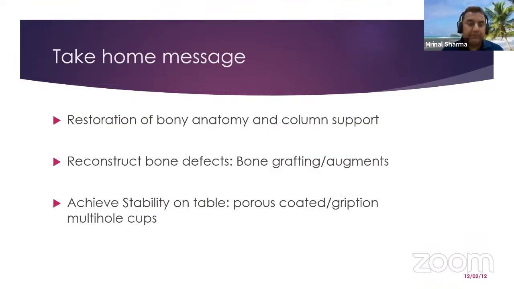The things to remember in revisions in such scenarios is that you must be able to restore the bony anatomy and the column support, at least get an anterior-posterior capture, and build up the bone defects. You might use bone grafts if you have access to allografts, or augments are a good option, and you must achieve stability on the table, whatever way you can. It is preferable to use multi-hole gription or highly porous coated multi-hole cups with preferably 4 to 5 screws to stabilize.